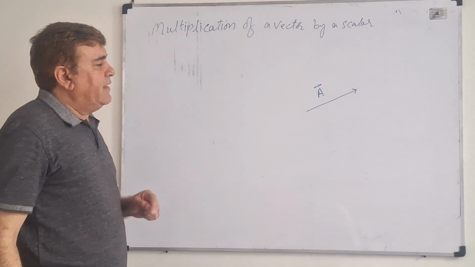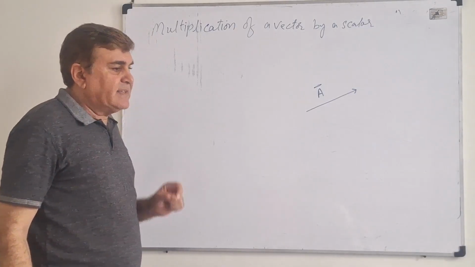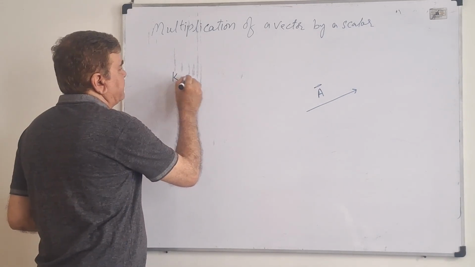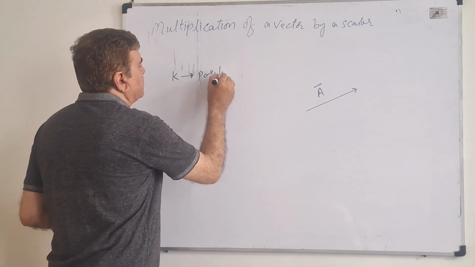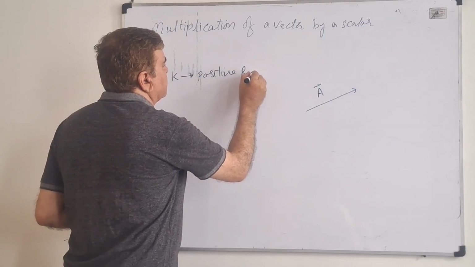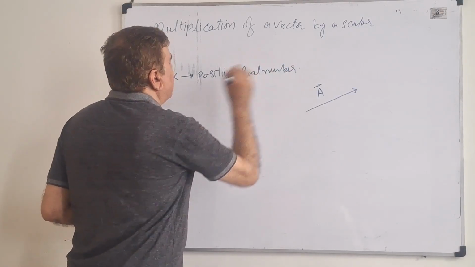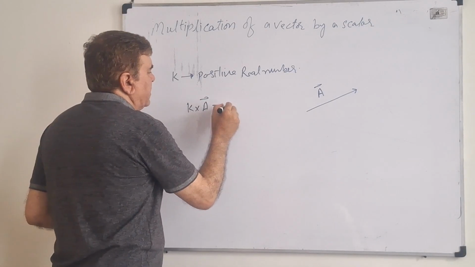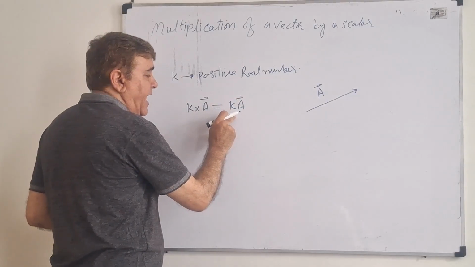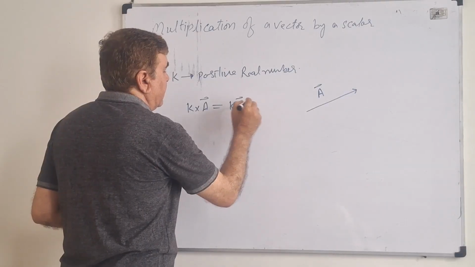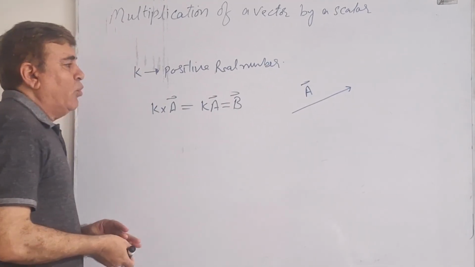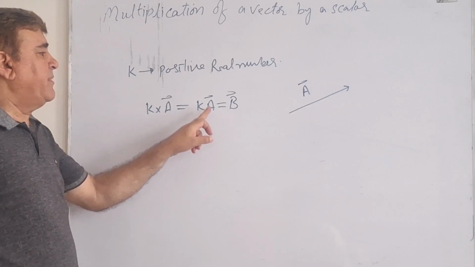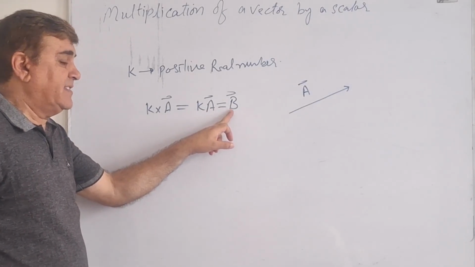Now, if I multiply this vector by a positive real number, let's say k is a positive real number, and I want to multiply this k with A, so k times A would give me kA, and this kA is another vector which I call B. What would B be? B would be a vector whose magnitude would be k times the magnitude of A and would be pointing in the same direction.